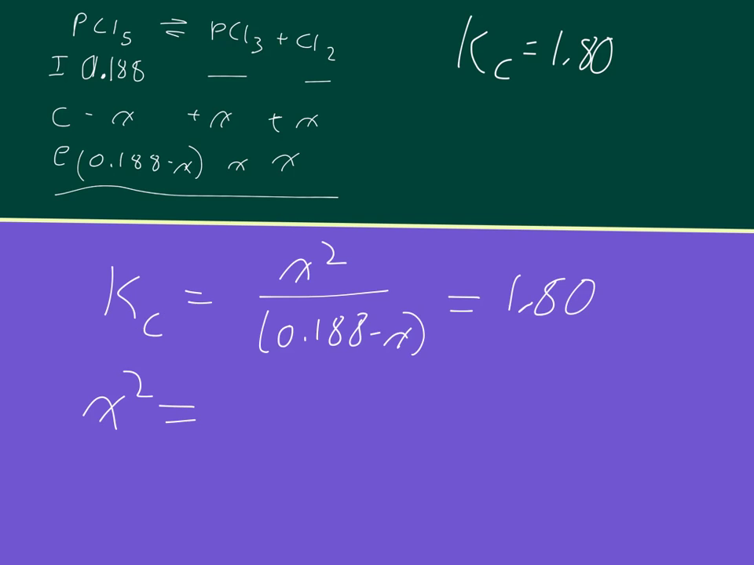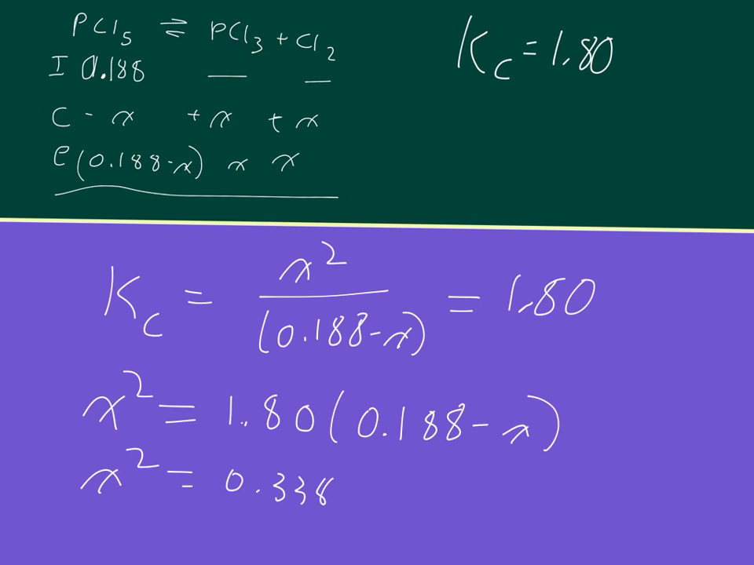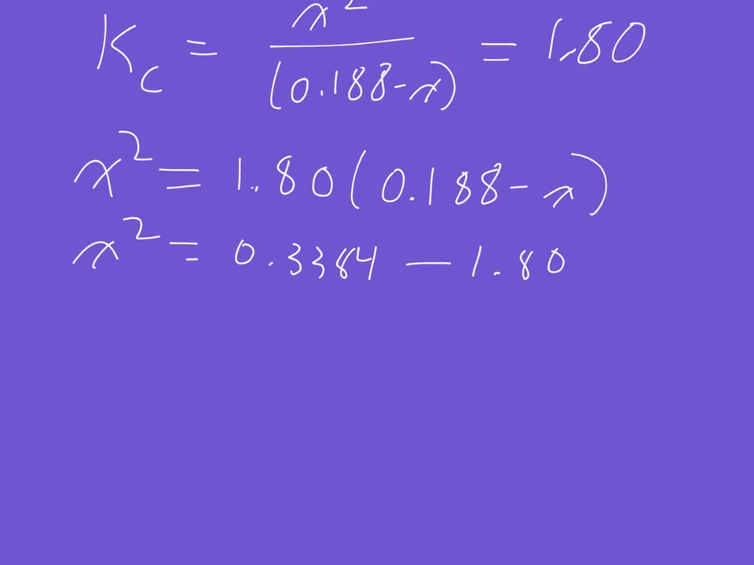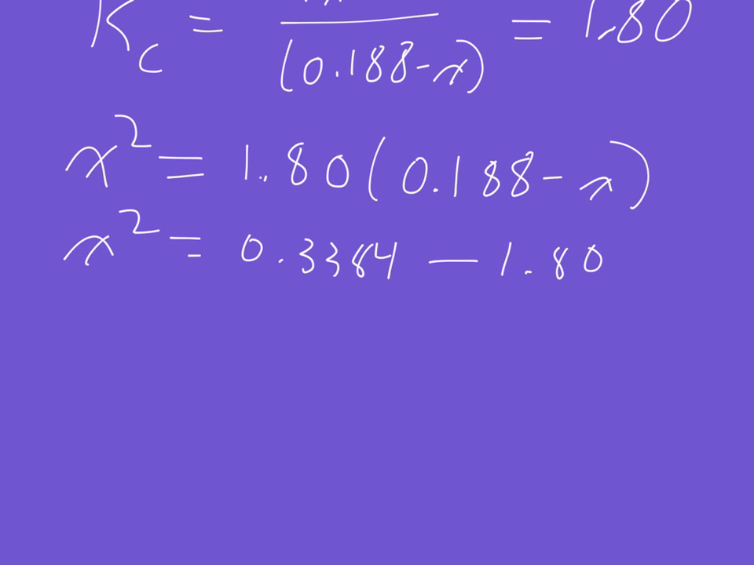So it's going to be x squared equals 1.80 times 0.188 minus x. I'm going to distribute, and that's going to give me 1.8 times 0.188 equals 0.3384 minus 1.80. And that gives me x squared. I have to move everything to the same side of the equation, so I'm going to have to change signs here.